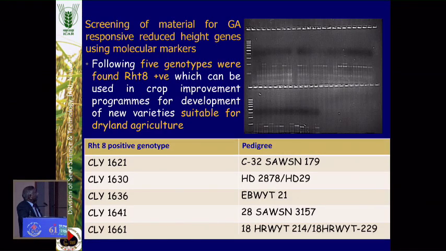While screening the material for GA responsive reduced height genes using molecular markers, he found 5 genotypes that were Rht8 positive, which can be used in crop improvement programs to develop new varieties suitable for dryland agriculture. These are the list of these Rht8 positive genotypes, and these are their respective pedigrees.